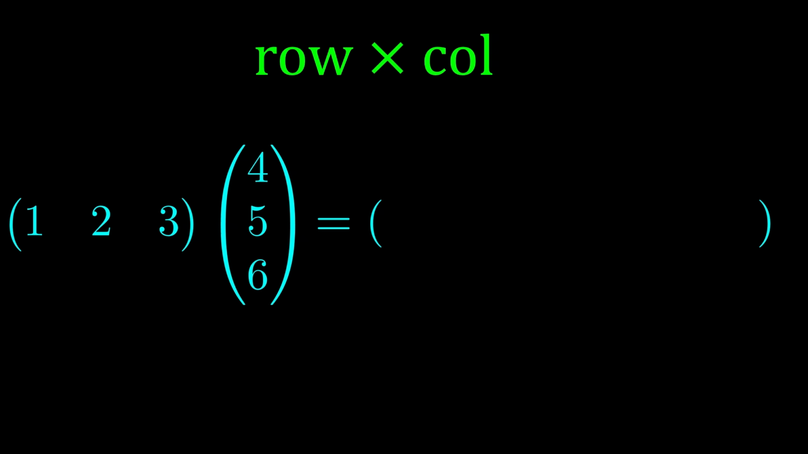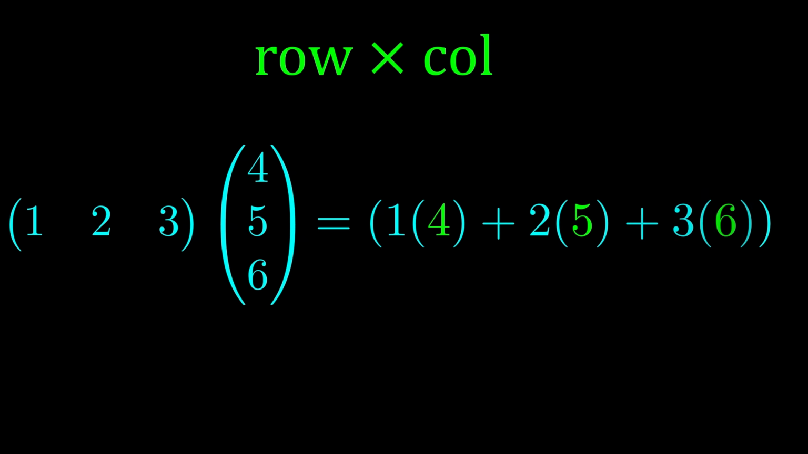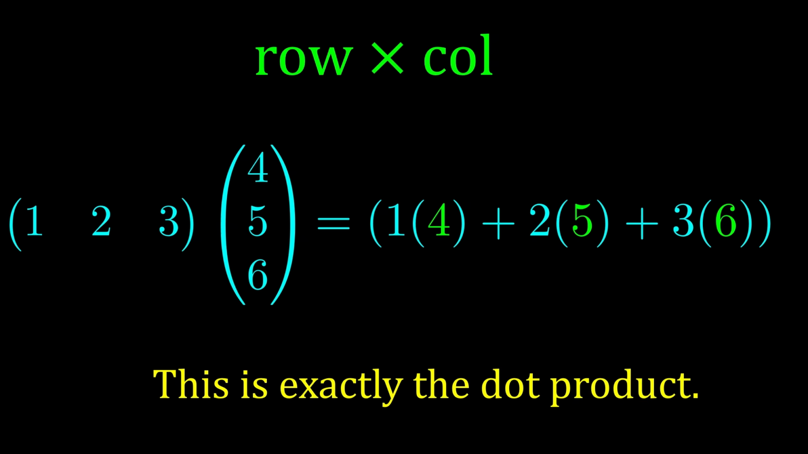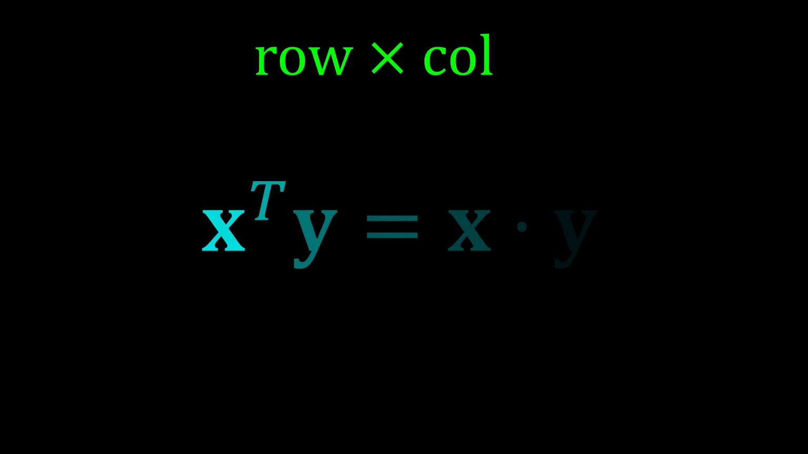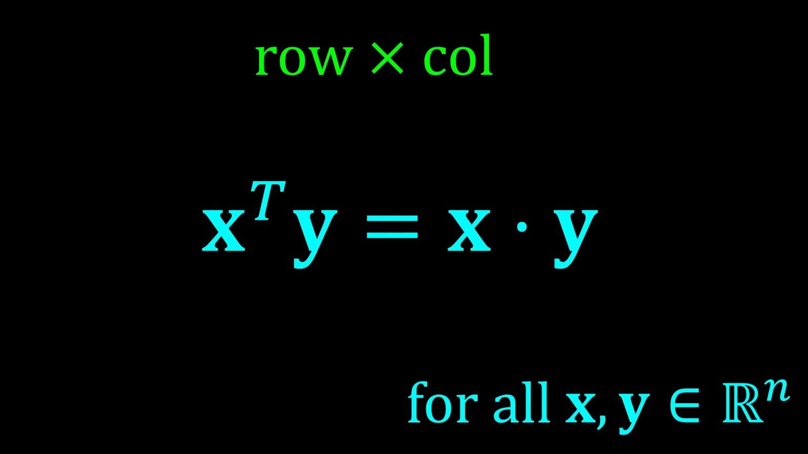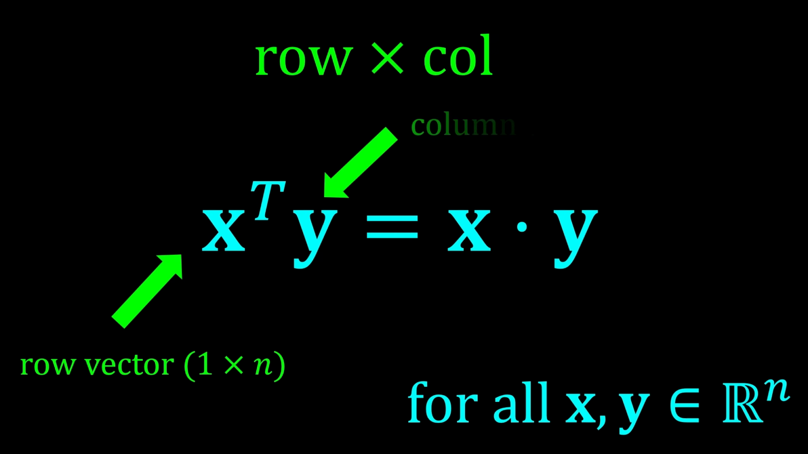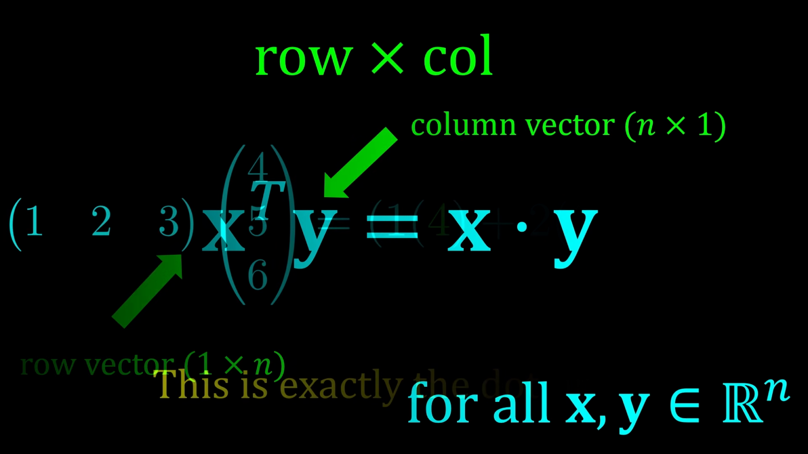You can see clearly, right? This is a dot product. It's the dot product of the vector 1, 2, 3 with 4, 5, 6, which is why we have this formula: x transpose y equals x dot y for all vectors x and y of the same size. Now, notice here, this x transpose is a row vector and the y is a column vector. There is a bit of a technicality here.